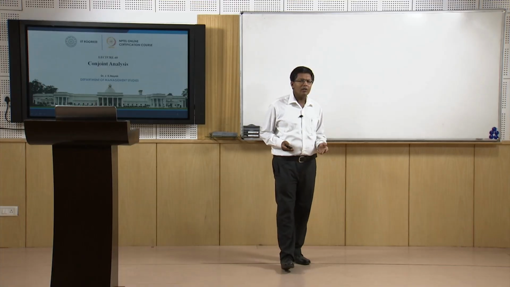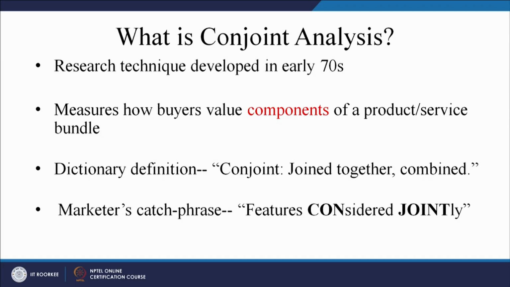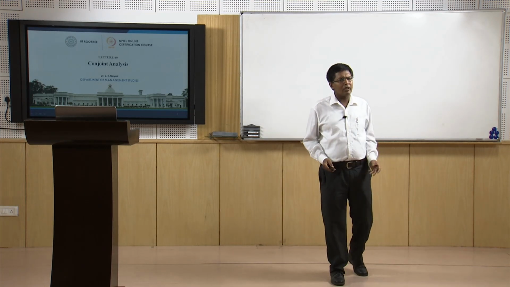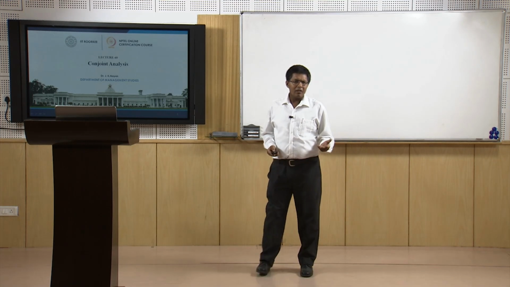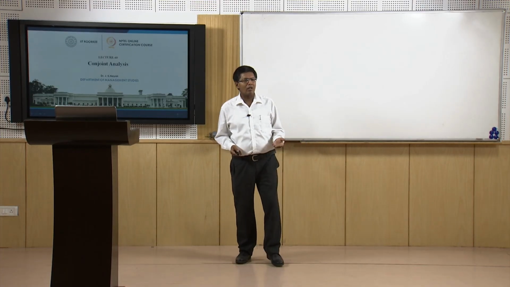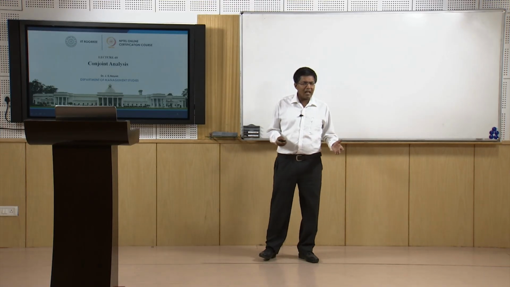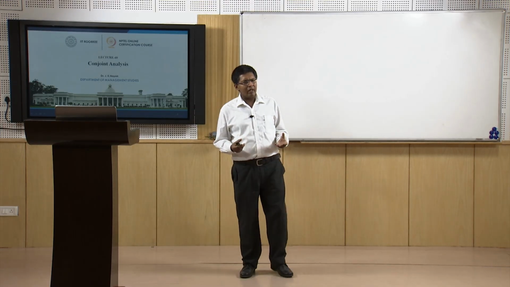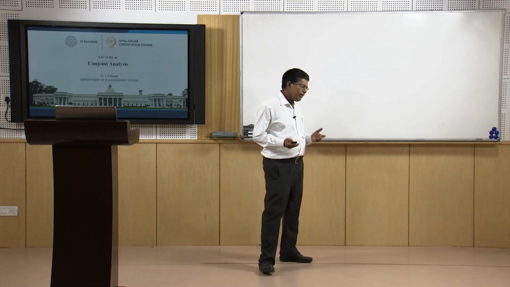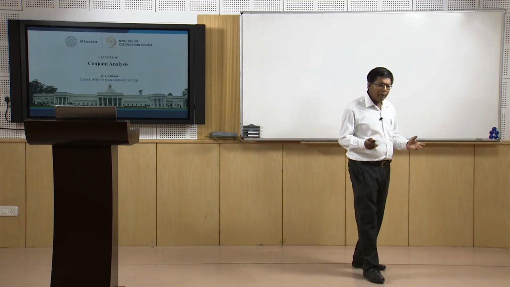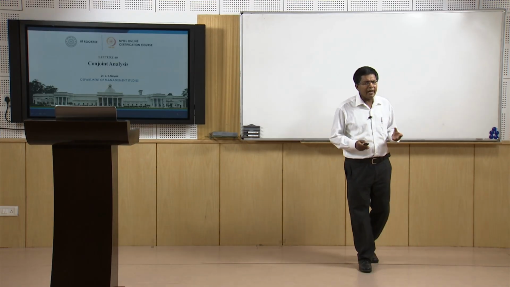So, what is this conjoint analysis? It is a technique developed in the early 70s. It measures how buyers value components of a product or service as a bundle, a product bundle or service bundle. That means when you are talking about a product, you are not talking about individual components like the cost of the product or its size or volume, but rather when a customer selects a product, he finally selects it on the basis of a combination or a bundle of benefits.